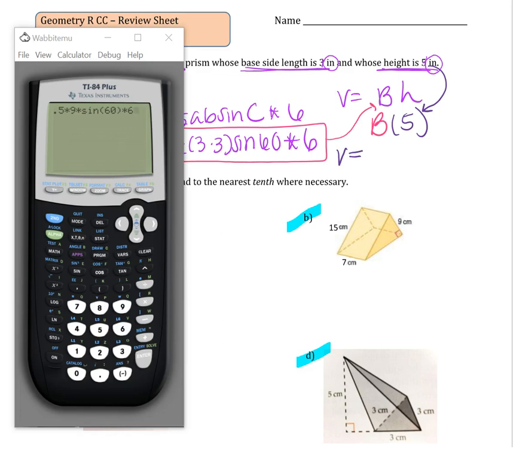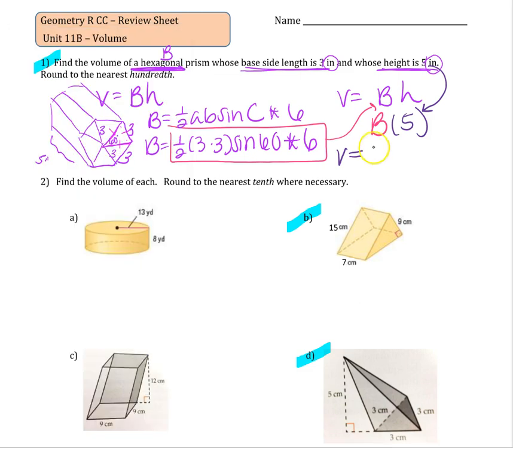All right, now note how I plugged in my calculator. 1/2 times 3 times 3, which is 9, times sine of 60. I close the parentheses, then times 6. Otherwise, that'll mess up your answer. So you've got to figure that's your capital B, that's your area of the base, so 23, times 5, and that's how I'm getting an answer of 116.91.